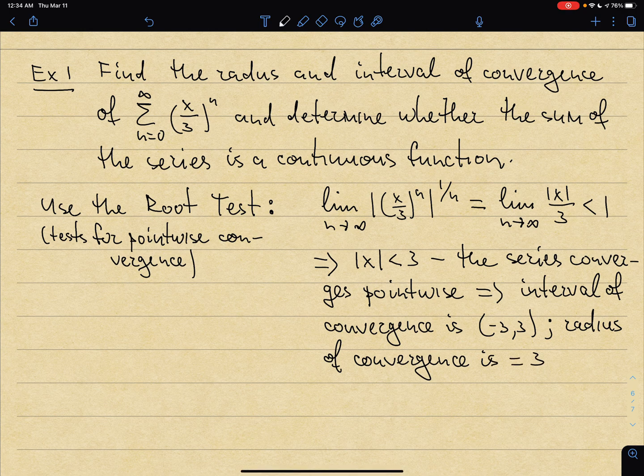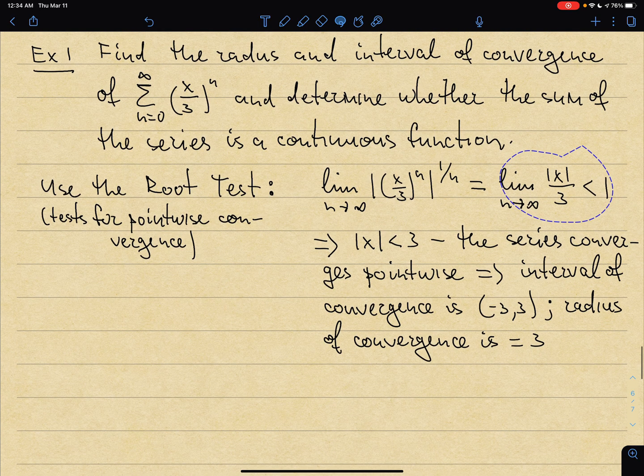One minor caveat here, right? When the limit is equal to 1, then in principle the test is inconclusive, so I have to test the endpoint separately. But in this case, actually something that I did not mention before, if I look at this series, this is a geometric series, right? And for geometric series, we know that the multiplier has to be less than 1 in absolute value for the series to converge, otherwise it does not converge. And we basically came up with the same conclusion here, so there's no need to test the endpoints. Okay, so the series converges pointwise.